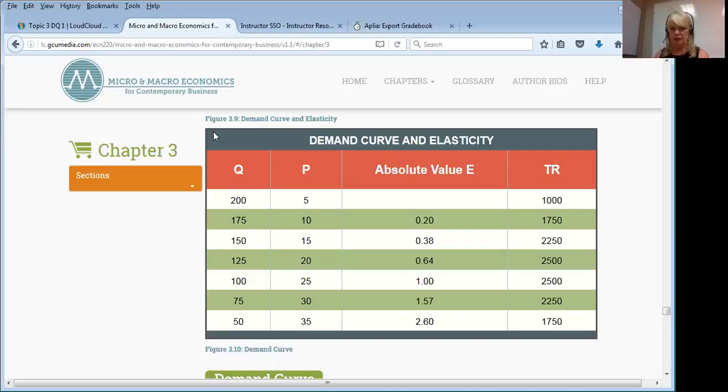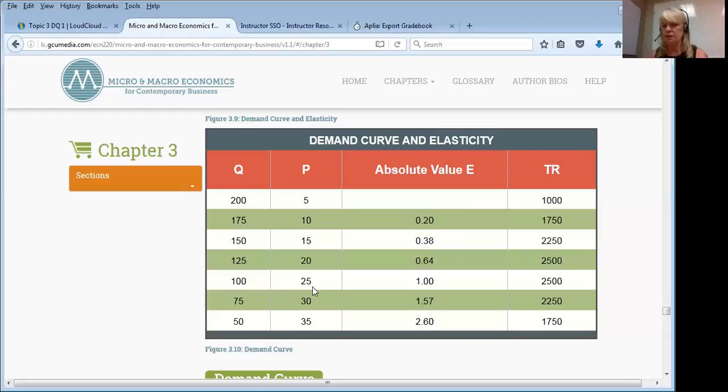By the way, I forgot to say, this is figure 3.9 in your textbook, so look at that as you work on the homework. Then when we go from 10 to 15, our elasticity gets a little bigger, but we're still gaining total revenue. Likewise, when we get to a price of 20, our elasticity is really increasing. It's heading up to that magic 1 level, isn't it? But still, we're still increasing in total revenue.